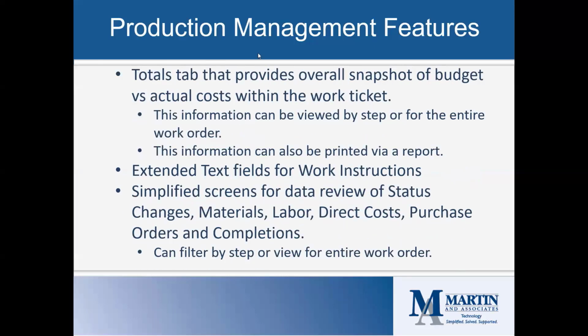There's a totals tab that provides an overall snapshot of budget versus actual costs within a work ticket. This information can be viewed either by step or for the entire work order. So you can look and see how each individual step is coming along, budget versus actual, or you can look at the overall work order and see how it is coming along as well. You can also run a report that will print this information. So you can look at it on the totals tab of the work ticket or work order, or you can actually run a report to see the information.